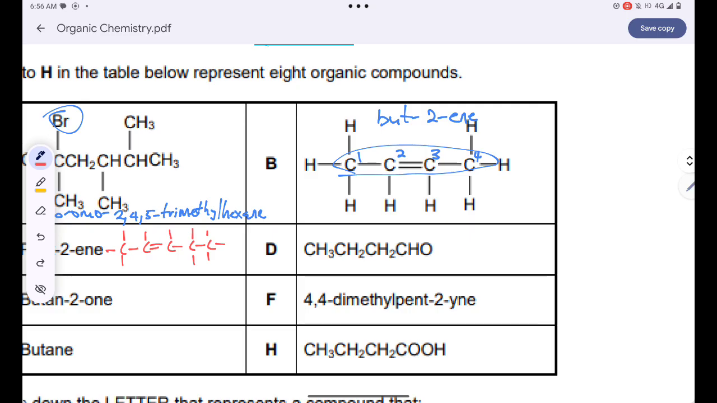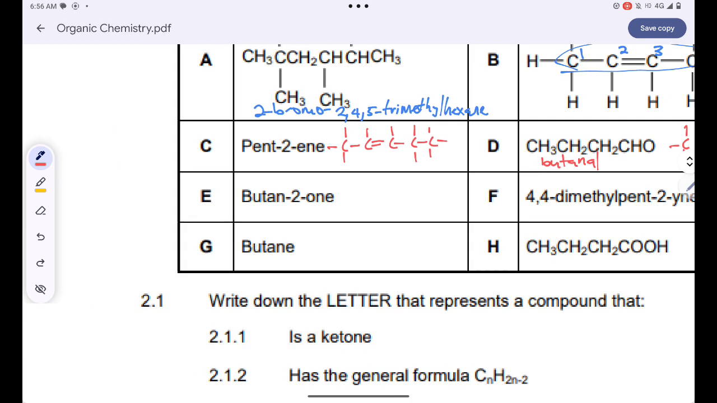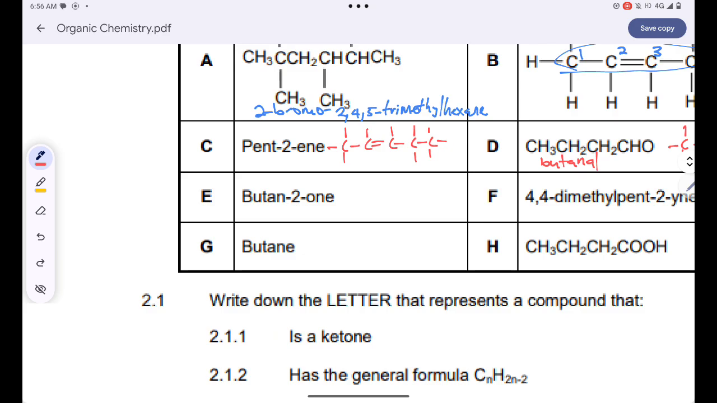Compound D, let me try to squeeze in the structure over there. I have CH3, CH2, CH2, and then C with an OH, like that. I'm dealing with an aldehyde, and its IUPAC name, since it has 4 carbons, is just butanal. Okay, and then compound E.